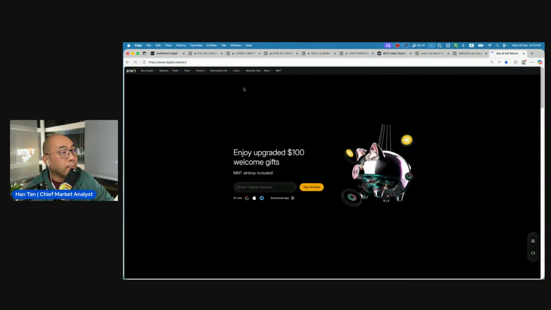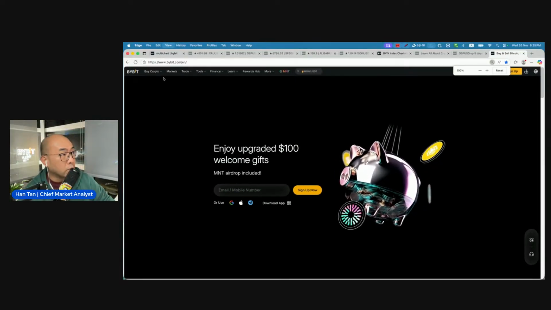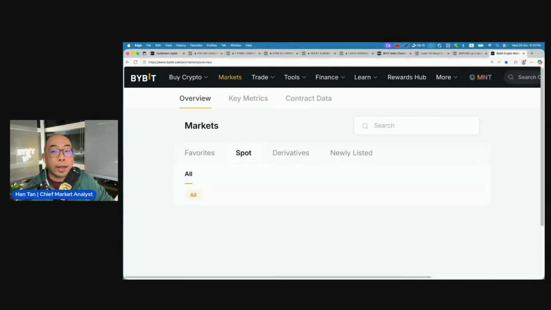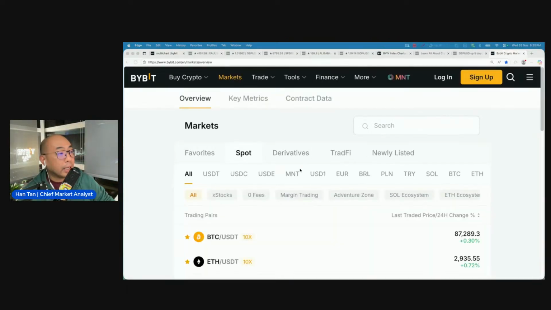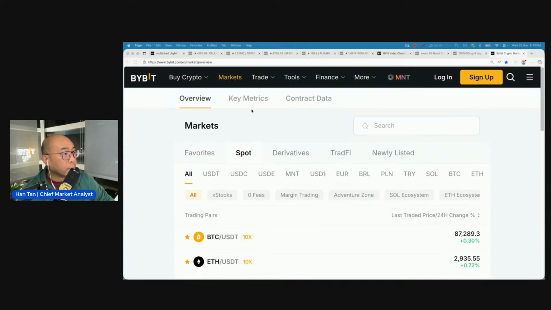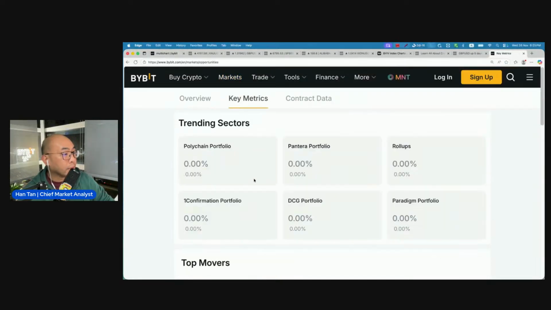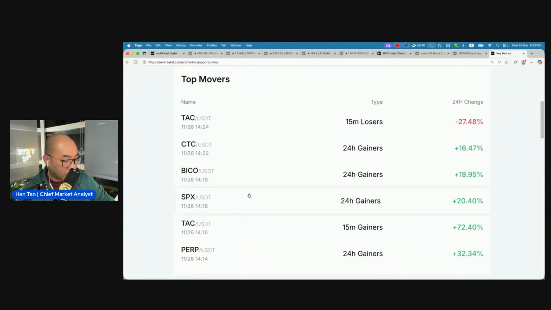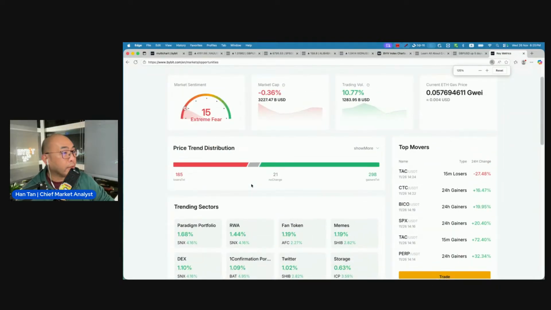If you go to bybit.com, click on markets. Let me just zoom in right at the top of the menu right there, markets, you see? Click on that, and then scroll down, sorry, key metrics right here. Oh, there we go. Well, hold on. I've got to zoom back out a little bit to find my place here, folks. There we go. All right.